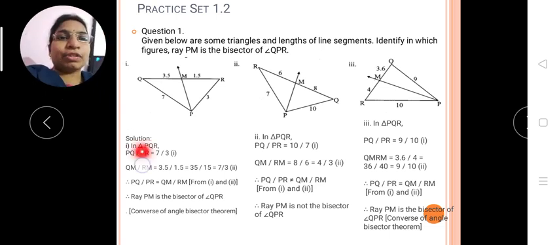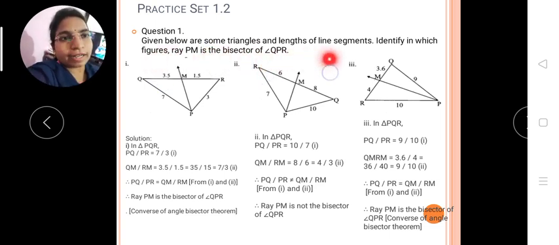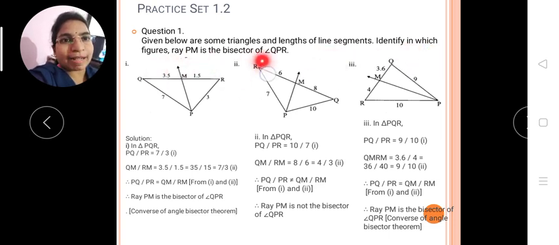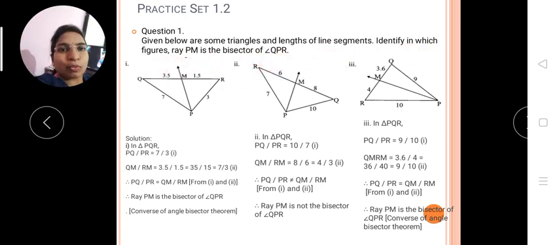Now in the first question, what is the question? Given below are some triangles and lengths of line segments. Identify in which figure ray PM is a bisector of angle PQR. Now see in the diagram PQR, the first diagram. We have to find out whether PM is a bisector or not.